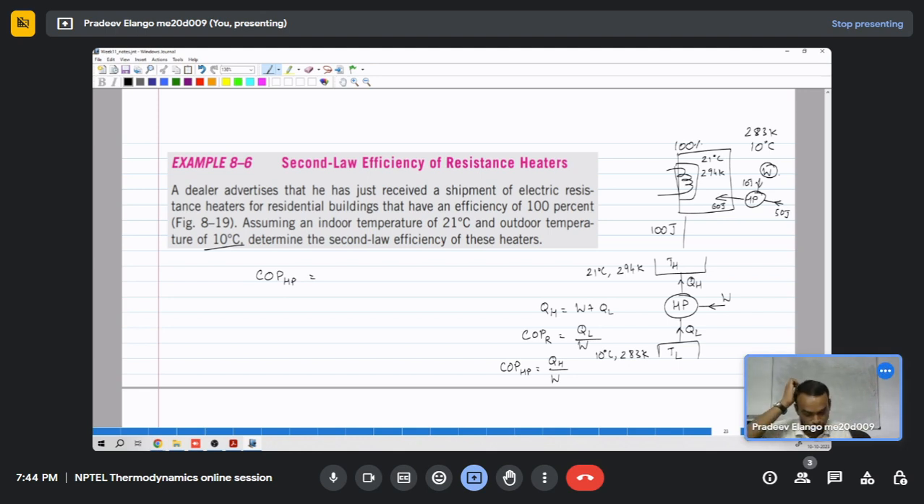So for theoretical purposes, when we have a reversible heat pump, we can calculate the COP just by using the temperatures. The COP of the heat pump is QH by W, or this can be written as QH by QH minus QL, right? When there is no entropy generation, or when you use a reversible heat pump, this can be written as TH by TH minus TL, and TH is 294 Kelvin, and in the denominator it is 294 minus 283. Can you calculate the COP?